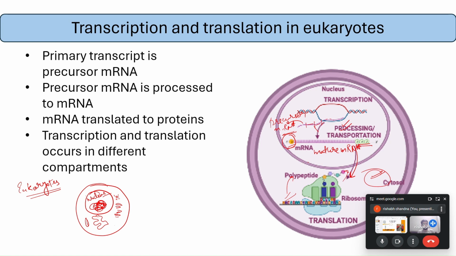So here there are different compartments for RNA processing and polypeptide formation. This is what we have discussed, and this is the difference between transcription and translation in prokaryotes and eukaryotes. If you have any questions related to this in your exams, you can easily distinguish between the two with the help of the diagram.